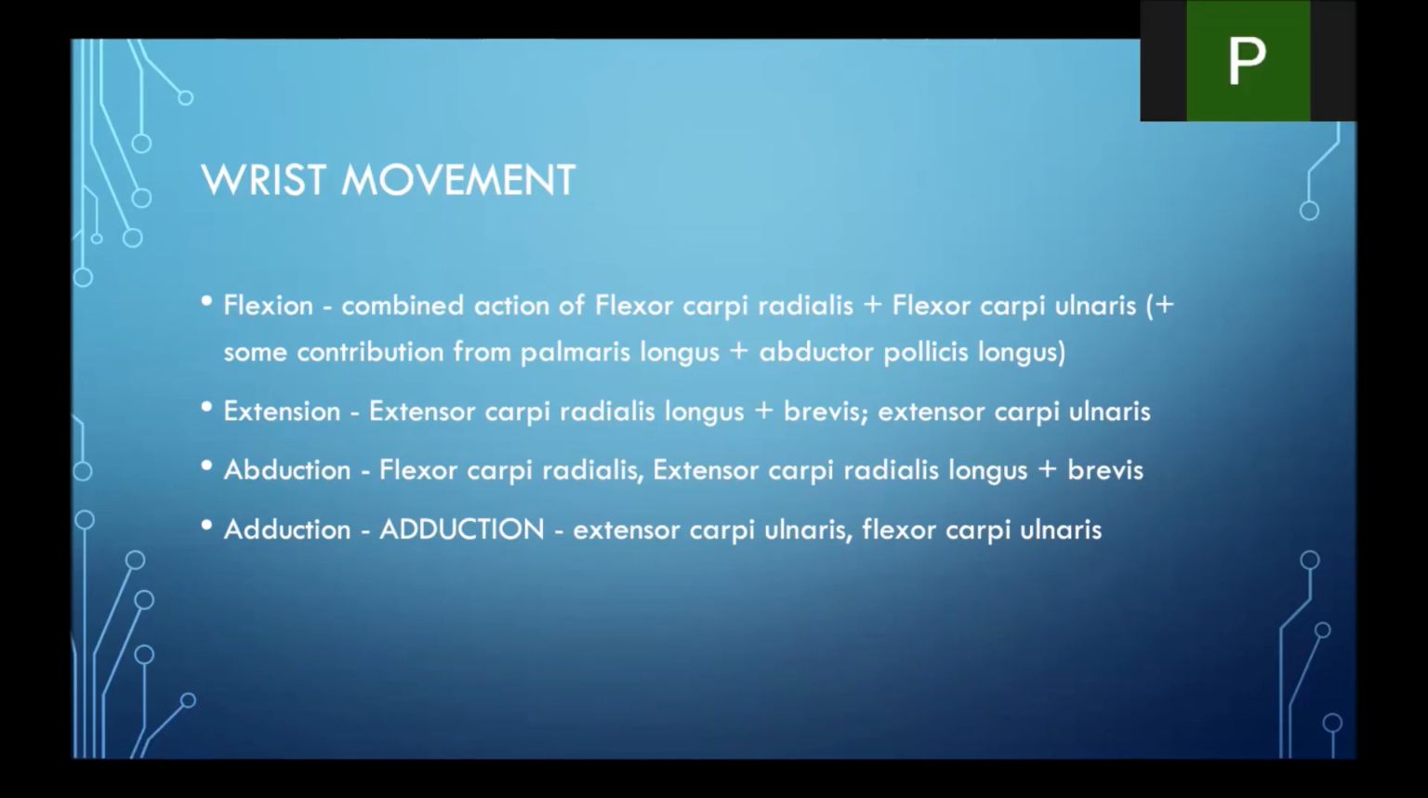Okay. So flexor carpi radialis, flexor carpi ulnaris. I think of it as two lines on this side of your arm. If they both pull together, you're going to flex like that. You have some contribution from palmaris longus and abductor pollicis longus. But the main thing to remember is carpi radialis on this side, carpi ulnaris on the other.